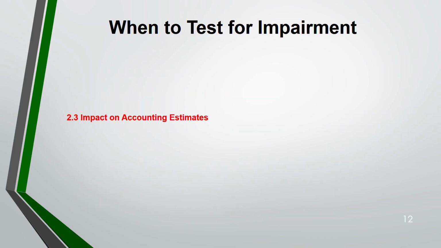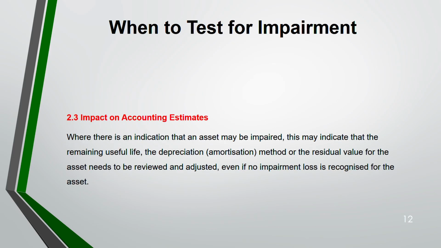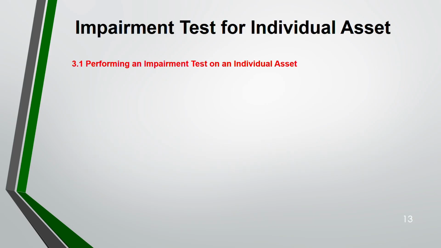Now, impact on accounting estimates. When there is an indication that your asset may be impaired, this can indicate that your remaining useful life, your depreciation or amortization method, or your residual value for the asset has to be reviewed and adjusted, even if no impairment loss has been recognized for the asset. All these estimates, remaining useful life, depreciation, amortization, residual value, will also change if an indication of impairment exists. Okay. Now, finally, we have finished the indications.